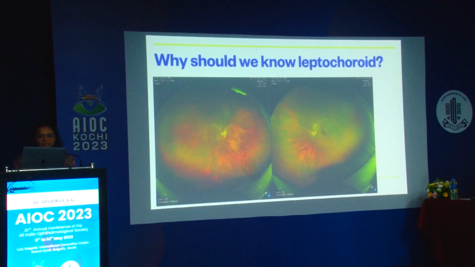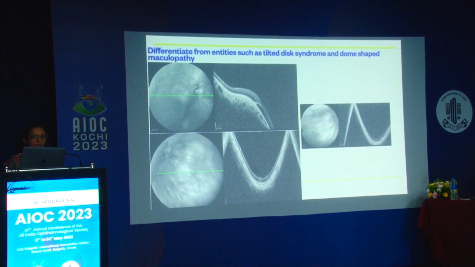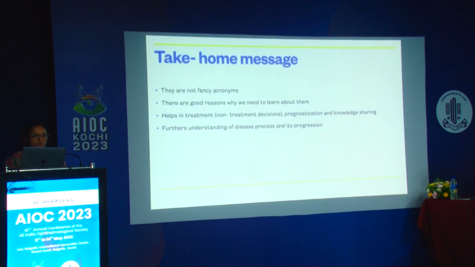It is not necessarily in myopes. We should know leptochoroid because we have to differentiate it from entities like tilted disc syndrome. This is my case of leptochoroid but associated with dome-shaped maculopathy and tilted disc. So these are not just fancy acronyms. There are good reasons why we need to learn about them. It helps in treatment and in taking decisions of not treating, prognostication and knowledge sharing, and furthers understanding of disease process and progression.